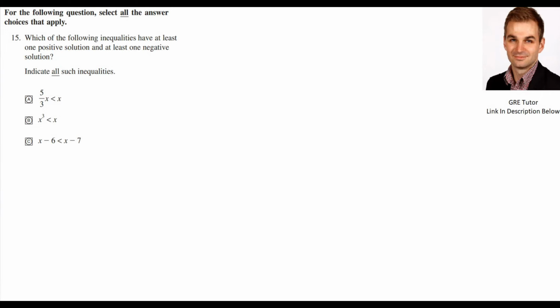Okay, so this question is about inequalities. They are asking you which of the following inequalities have at least one positive solution and at least one negative solution. The thing to think about when you look at problems like this is that when you have a number line with 0, 1 and -1, events that happen between -1 and 0 will have different effects when they're multiplied against things that are greater than 1 or less than -1.